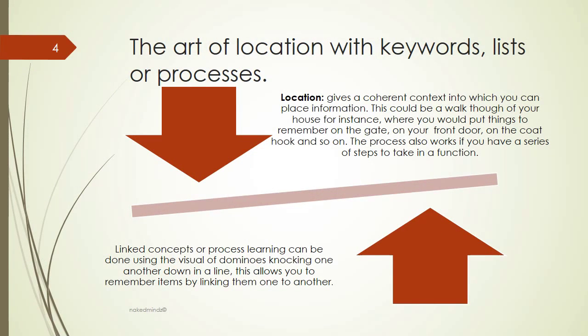The art of location works with keywords, lists, or processes. The location gives you a coherent context into which you can place information. This could be a walk through your house, for instance, where you'd put things to remember on the gate or on your front door, on the coat hook, and so on. The process also works if you have a series of steps to take in a function. You can always add another location to enhance the scope of the technique.